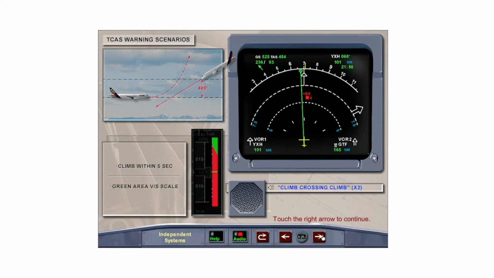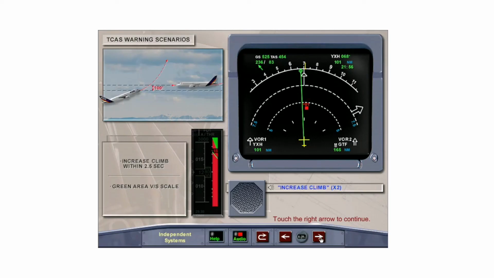In this scenario, the intruder at 12:30 is 400 feet above and descending at a vertical speed greater than 500 feet per minute. The corrective RA oral warning in this case is "Climb. Crossing. Climb. Climb. Crossing. Climb."